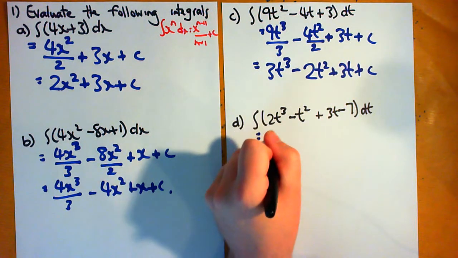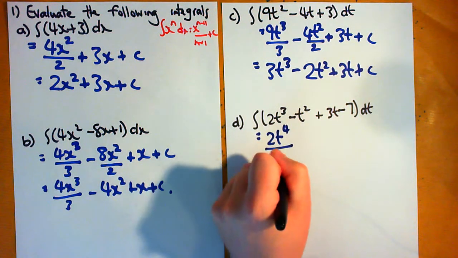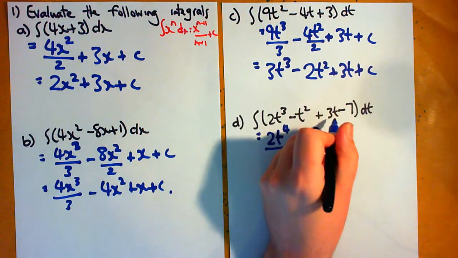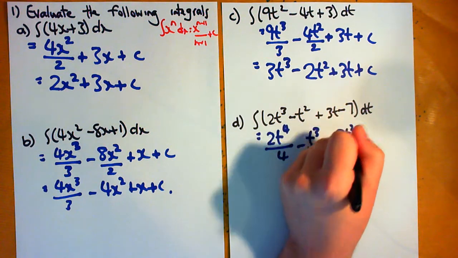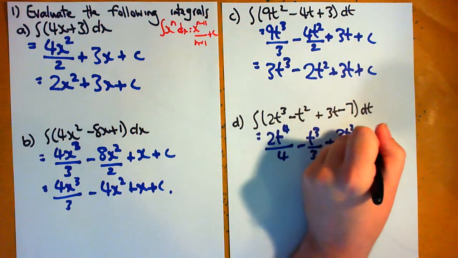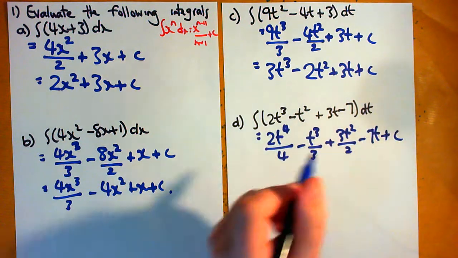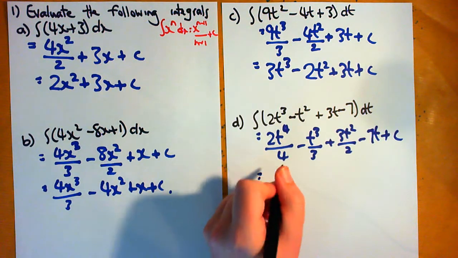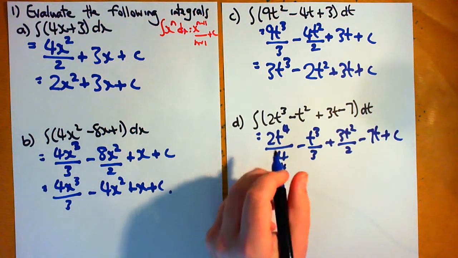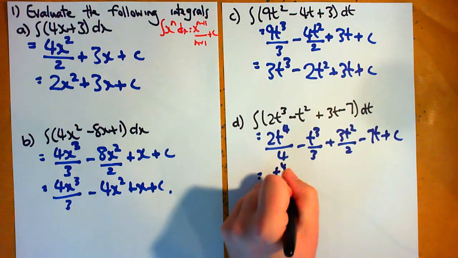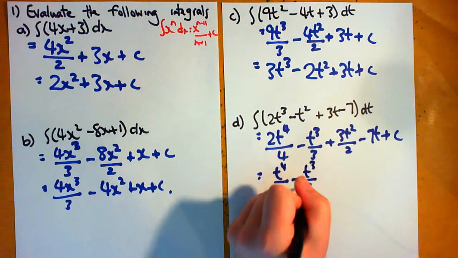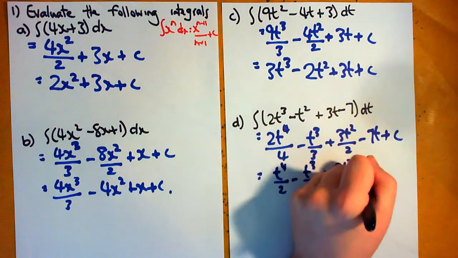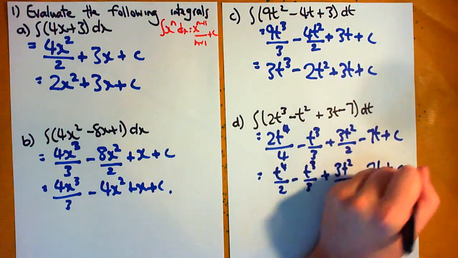Okay, d, so let's integrate. So we've got 2t to the power of 4 over 4 minus t to the power of 3 divided by 3 plus 3t becomes 3t squared divided by 2 minus 7 becomes 7t, and we have a constant. Simplify what you can. Here the only thing that we can simplify is 2 over 4 is 1/2, so we get t to the 4 upon 2 plus t to the power of 3 upon 3 plus 3t squared over 2 minus 7t plus constant.